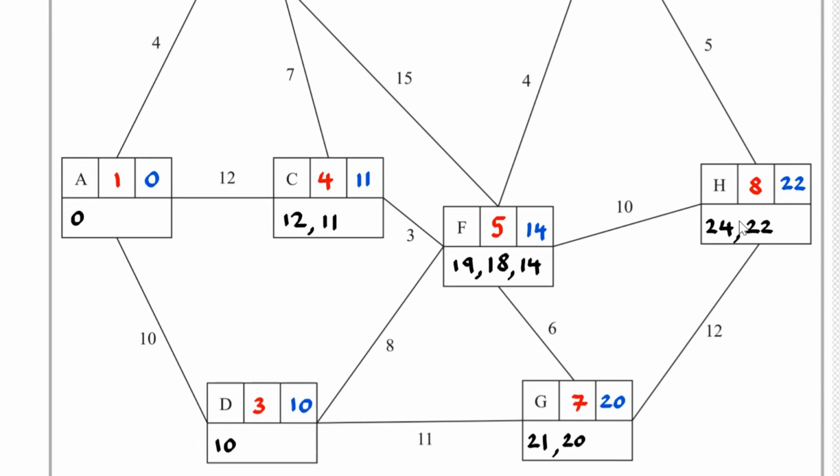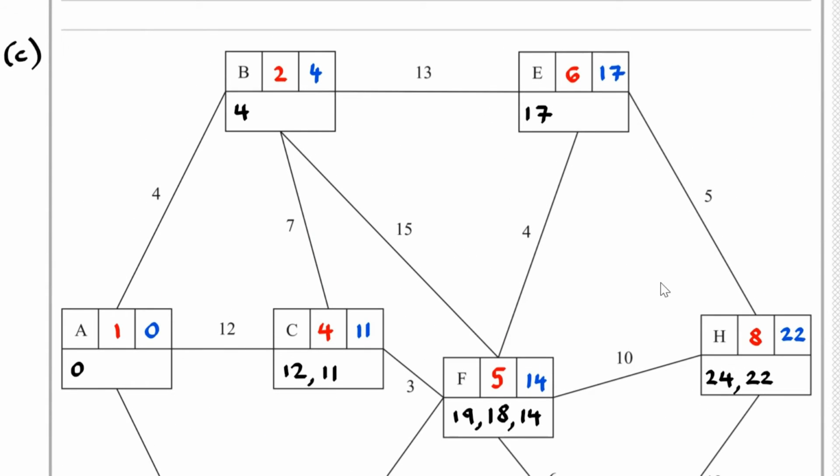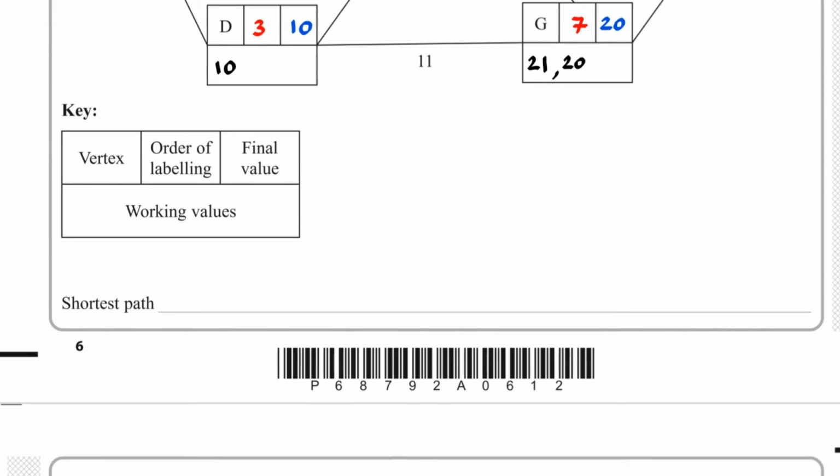So we have completed this algorithm, and now if we find the shortest path, well, the shortest path, we have to go from A to B, then we have to go from B to E, and then we go from E to H, as we see here. So that path is given by A, B, E, H.